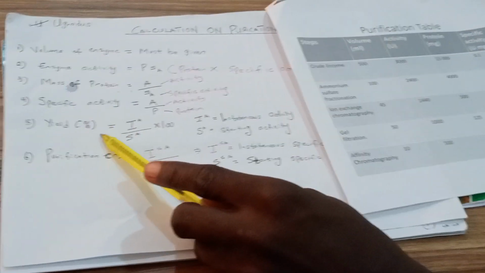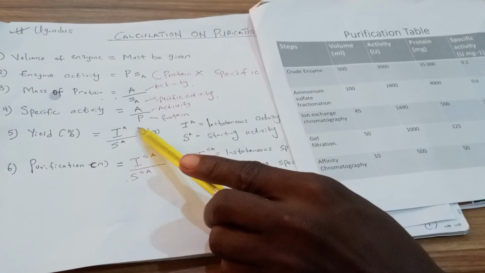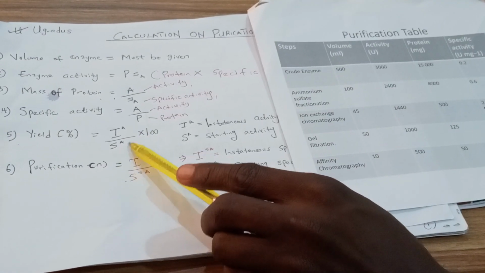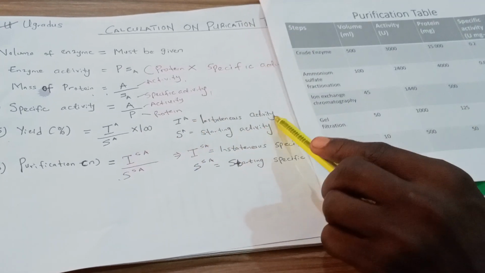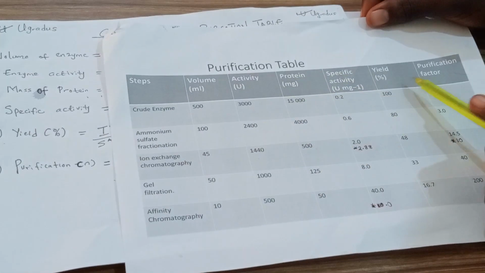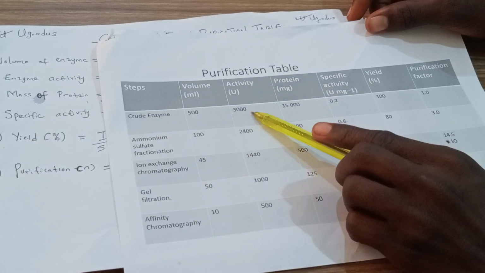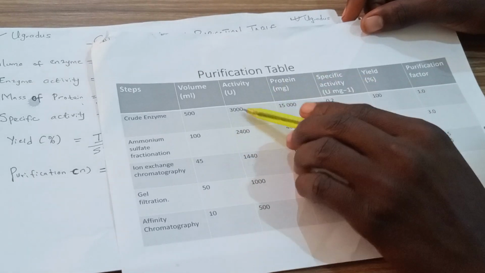So let's move to the next one, yield. How do you calculate the yield? If I say yield in this table, how do you calculate it? The formula is I superscript A over S superscript A times 100. What do I mean by I superscript A? Instantaneous activity. What do I mean by instantaneous activity? Activity at that point. That means if you want to calculate the yield of crude enzymes, the activity at that point is 3,000. So this is the instantaneous activity.